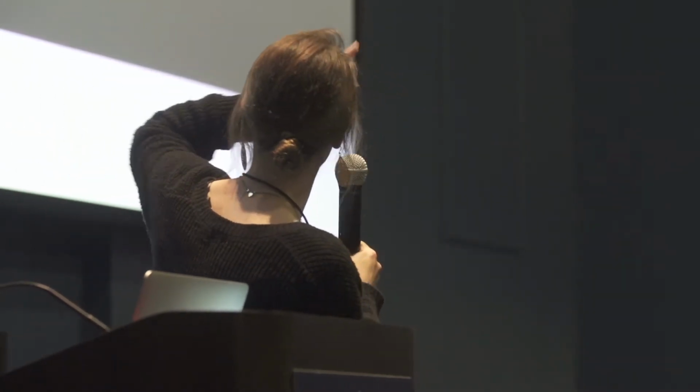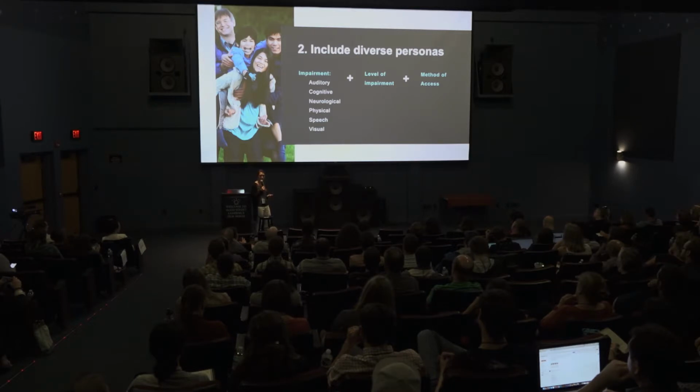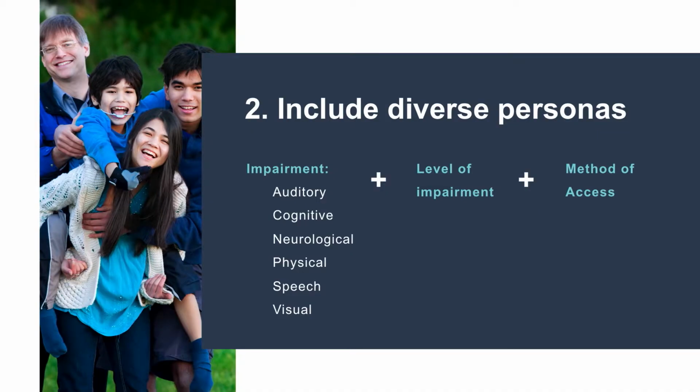So include diverse personas. These are the impairments that are officially listed by the WCAG. When you're creating your persona, try to include one of these: the impairment, the level of impairment, how detrimental is their disability to the function they're trying to perform, and then how do they access your site or service. One example is if they have Parkinson's, so they have hand tremors.